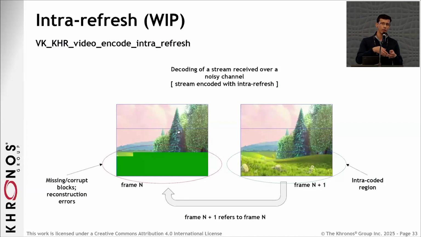So for example, frame n+1, the middle region was also intra-predicted. In frame n-1, the top region was intra-predicted. So you have these waves of intra-prediction, which make up intra-refresh.